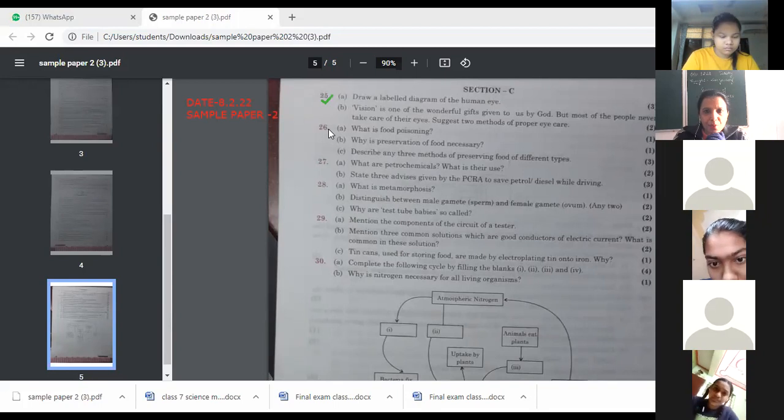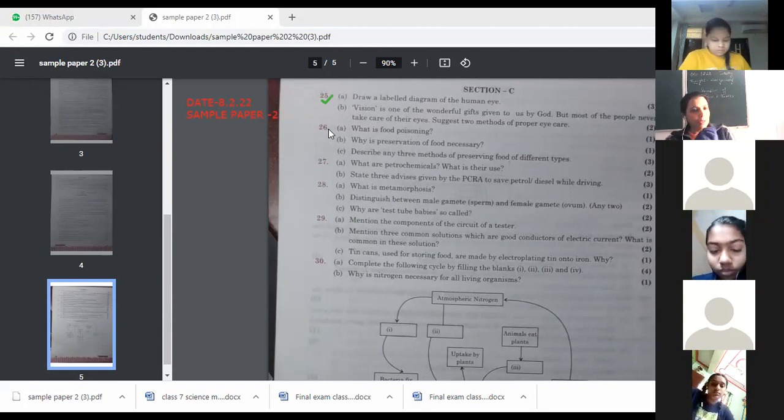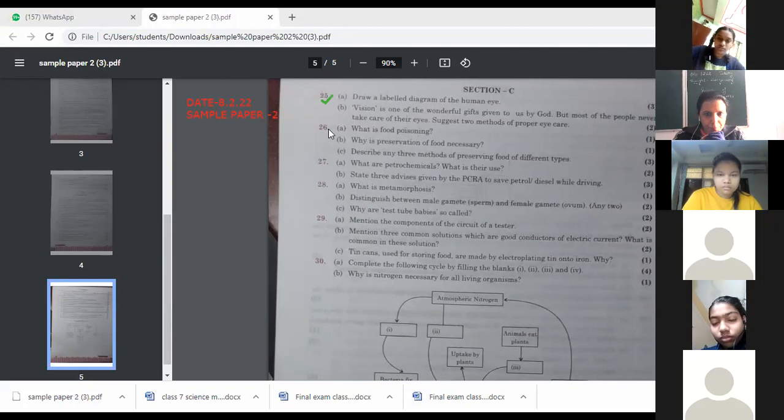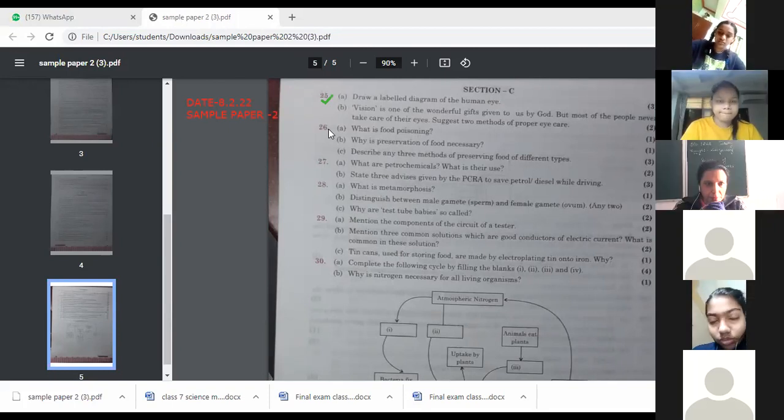B part. Vision is one of the wonderful gifts given to us by God. But most people never take care of their eyes. Suggest any 2 ways to take care of the eyes. Can you tell how we can take care of our eyes? Ananya Kahra?